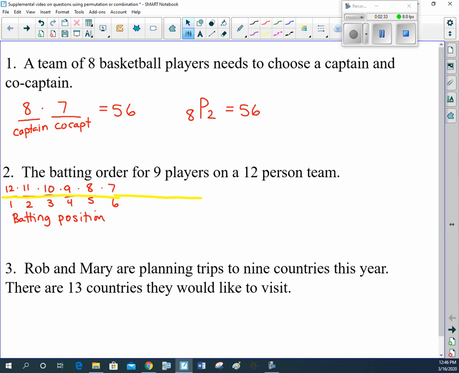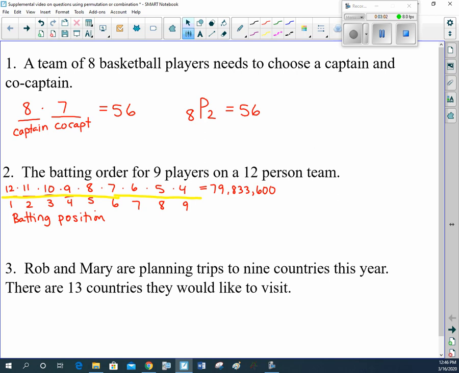Then we've got 7, 8, and 9. So then this would go 6, 5, 4. That's a little confusing with all those numbers. But that's the fundamental theorem of counting, and you could multiply all those out. And if you did, you end up with 79,833,600.